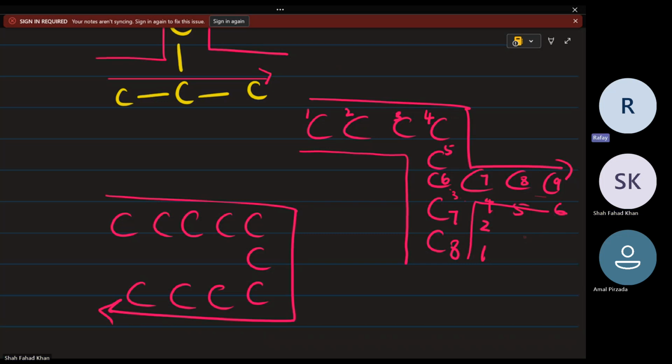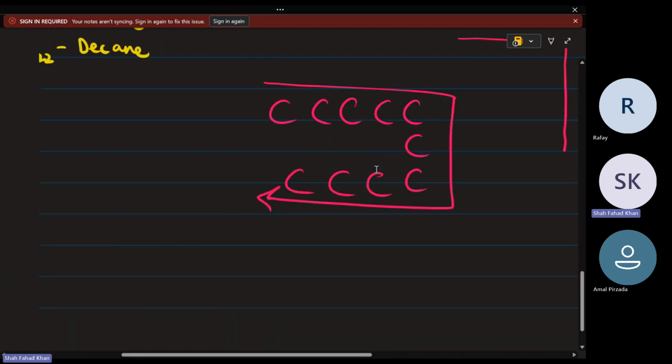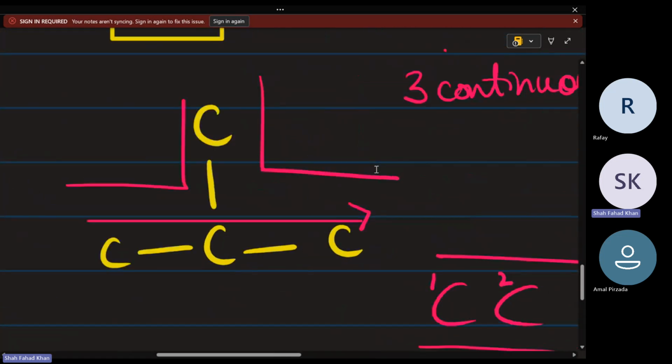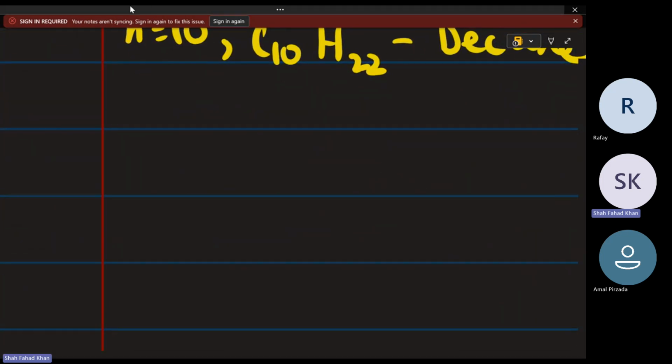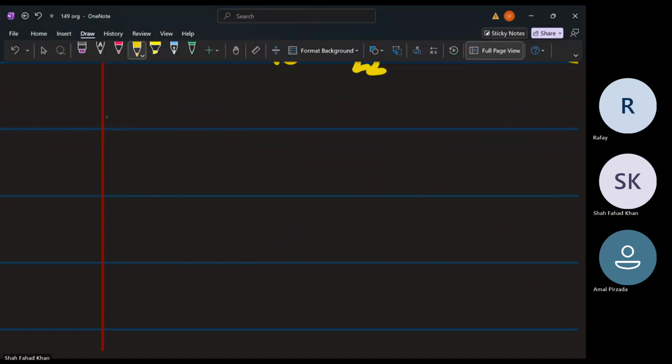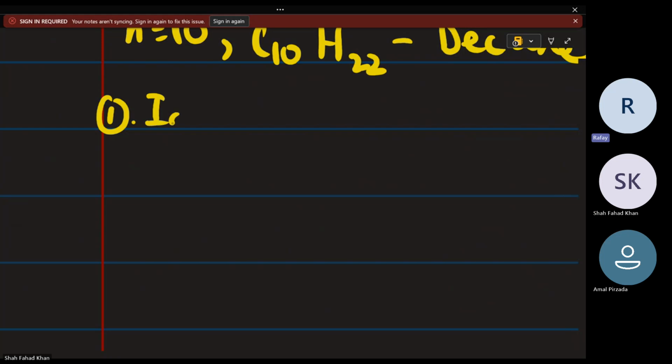Now that you understand the meaning of continuous chain, always remember that you need to identify the longest continuous carbon chain. That's rule number 1. What's rule number 1? Identify the longest continuous carbon chain.